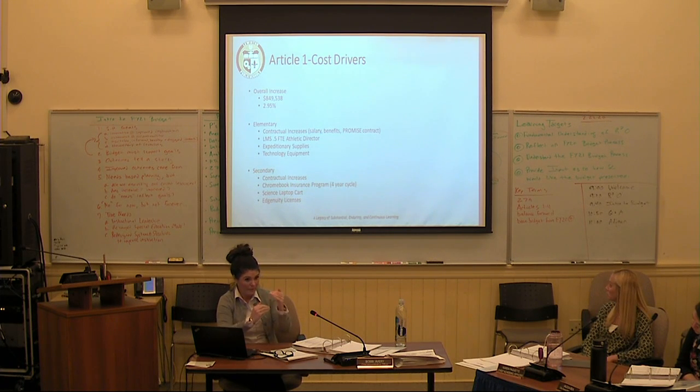Elementary, so we're going to break that down for you. The elementary component cost drivers are contractual, which means salary and benefits. We've got our promise contract in there. Those are all items in which we do not have control over. Then, for new items that we've added under the elementary, we've added a half-time athletic director at LMS. We've added expeditionary learning supplies at LMS, and we've added technology equipment.